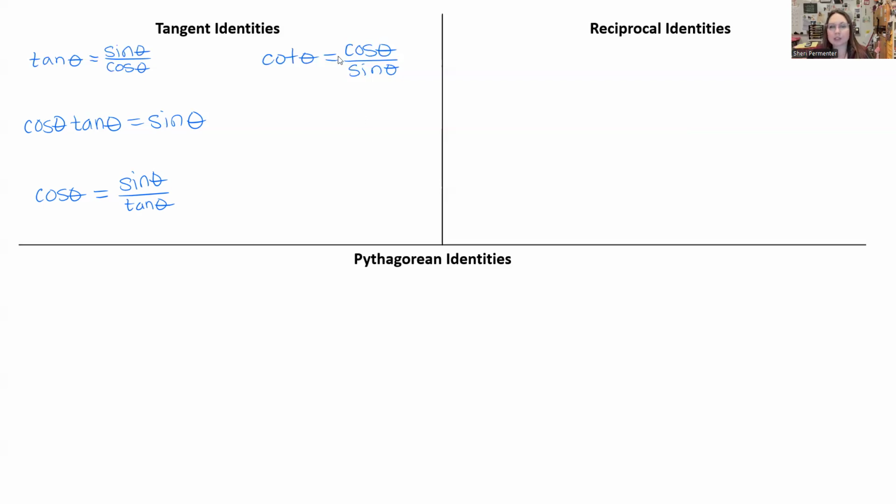I'm going to do the same thing with the cotangent. I could multiply by sine on the other side. So sine cotangent is equal to cosine. And then I could also bring the cotangent under here and divide. So sine is equal to cosine divided by cotangent. So if you can create this, you can create this. And if you can create either one of these, you could rearrange it.